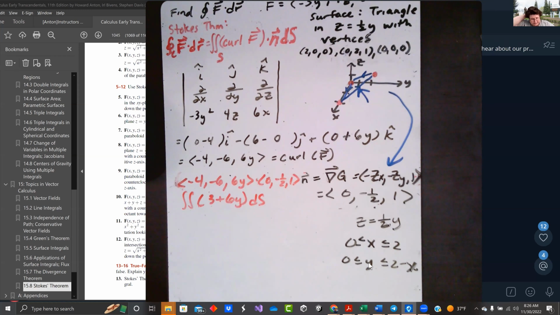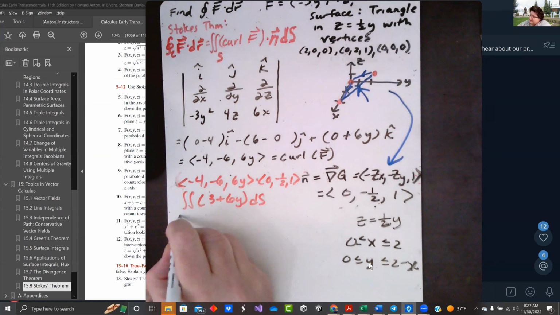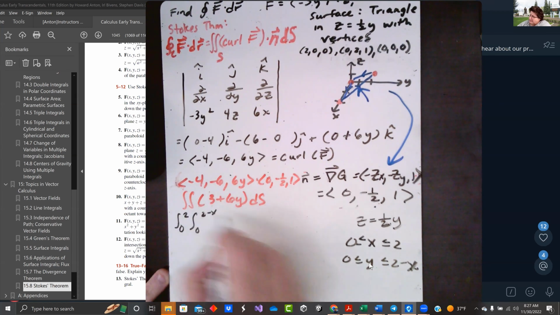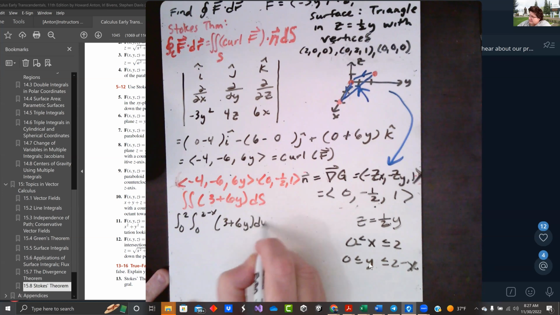So I'm going to pause, let that sink in. I get so used to doing projections with the divergence stuff, and you guys will have the same issue too. When you have the curve, you have to make sure you keep the points of the curve, and I didn't. By projecting onto the XY plane, I was no longer along the curve. And we're doing a line integral, so if I'm not on the curve, what am I doing? That had to stay consistent. So we do this here: 0 to 2 and 0 to 2 minus x, 3 plus 6y dy dx.